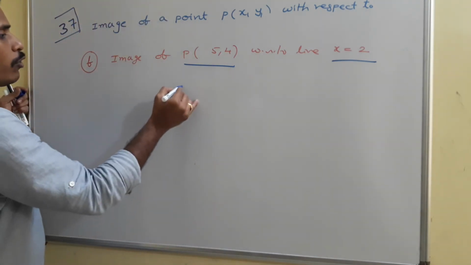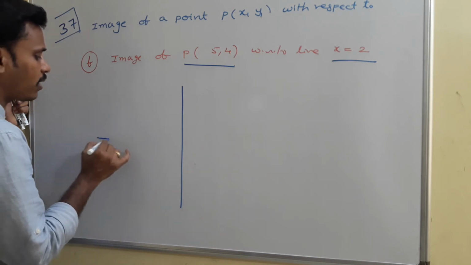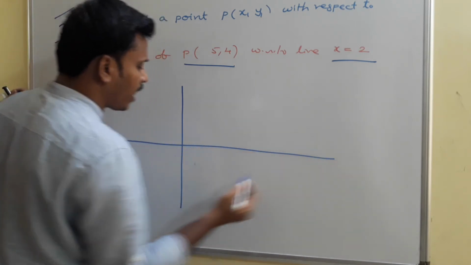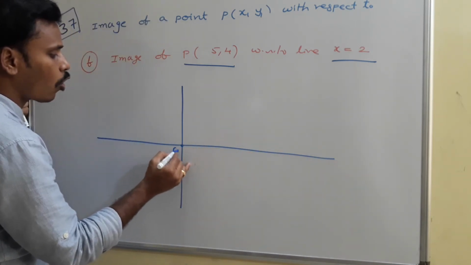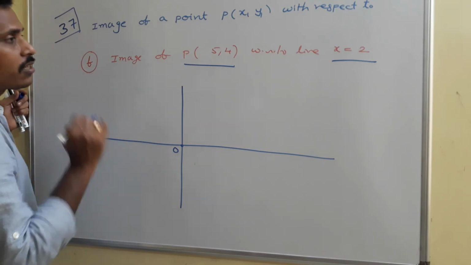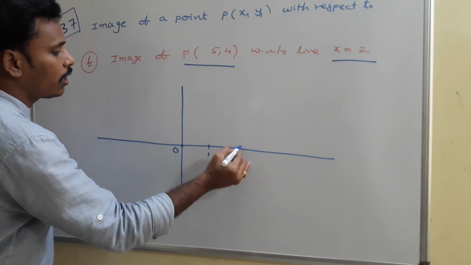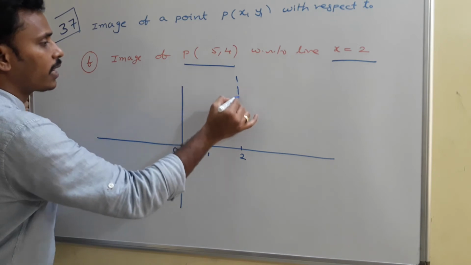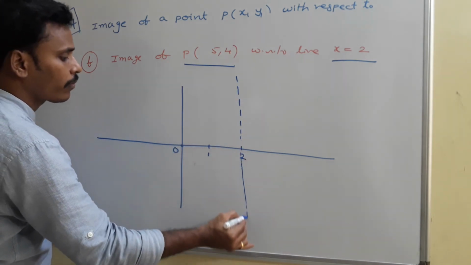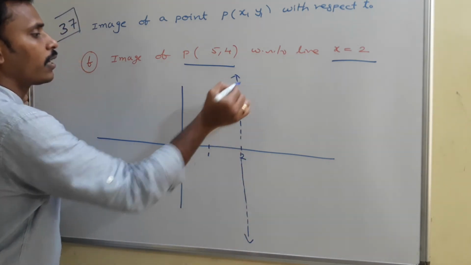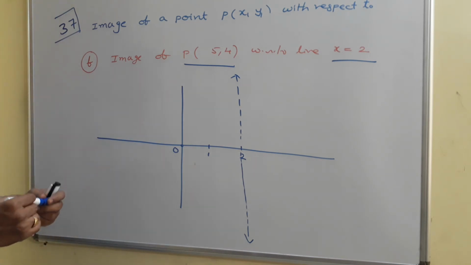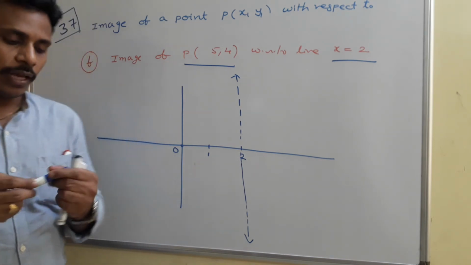See, you just think about it. This vertical line is the y-axis, this horizontal line is the x-axis, and this is the origin. And now x = 2. So somewhere you have 1 here and 2 here. This x = 2 is this line. Okay, and this is the line given in the problem. And now we need to identify the image of the point (5, 4).